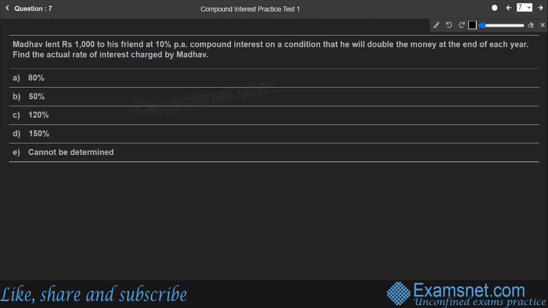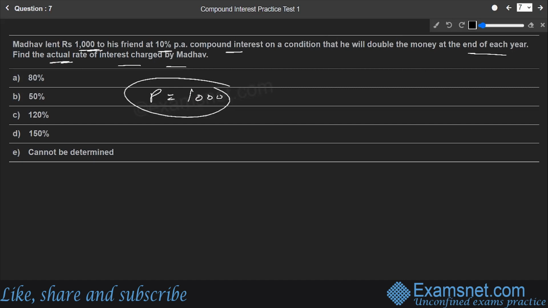Okay, question number 7. Madhav lent rupees 1,000 to his friend at 10% per annum compound interest on a condition that he will double the money at the end of each year. Find the actual rate of interest charged by Madhav. Okay, so the principal value that is there is 1,000 rupees.